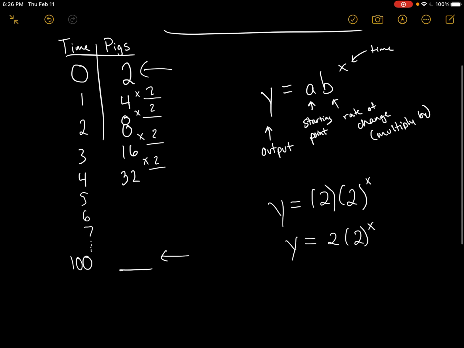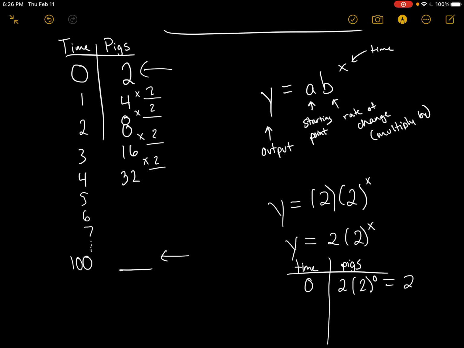So let's see, does this work? Is the function that we just made, does it fit our guinea pig expansion model? So at time equals 0, we plug in 0. Okay, so that's 2 times 2 to the 0 power, which is just 1. Okay, so far so good.